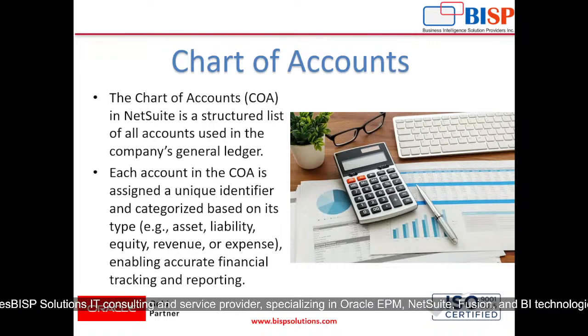Then after account types, we will be having account numbers. So an account number is given to every COA, which is a unique number for easy identification and reference. Hierarchy: accounts can be organized hierarchically with parent and child accounts to provide detailed financial reporting. Parent accounts are summary accounts that aggregate the totals of their child accounts.